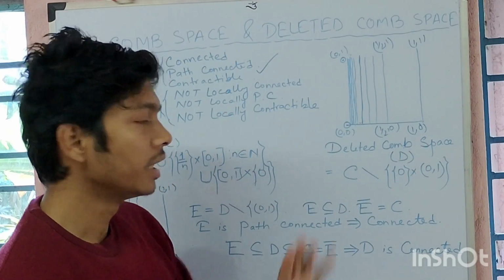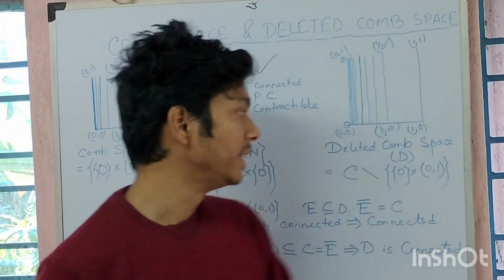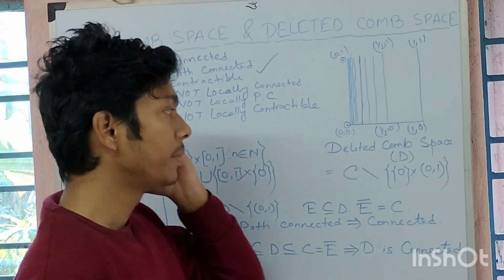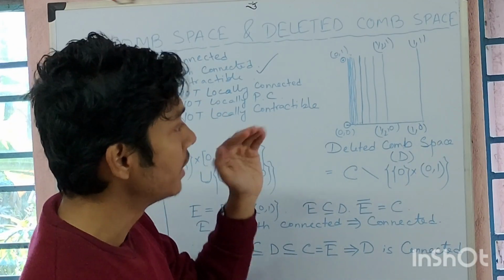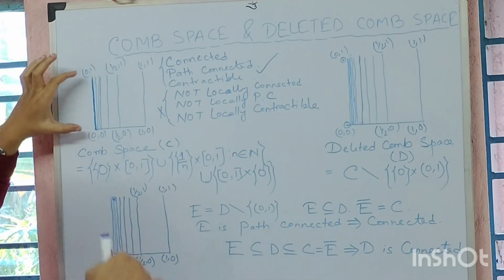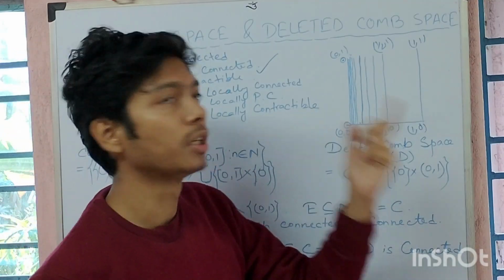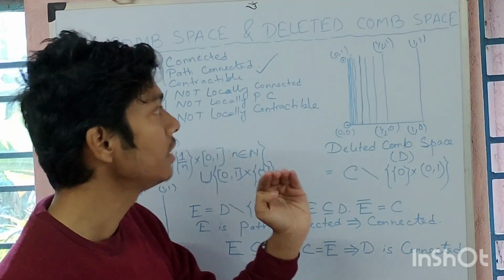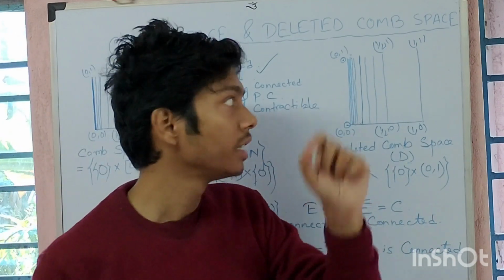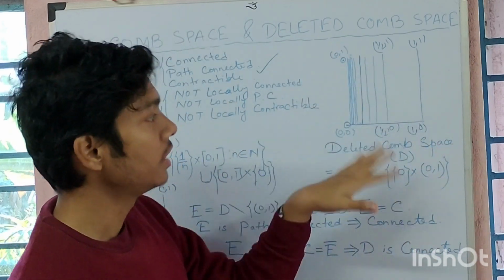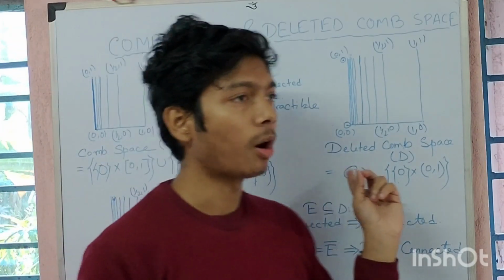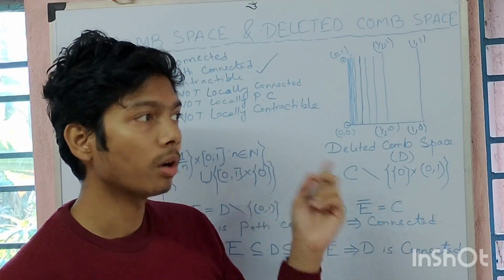What is deleted comb space? Deleted comb space is generated by deleting this set from the comb space. Basically I am deleting all elements of this portion, the portion of the y-axis from 0 to 1 except 0 and 1. I am telling it another time: I am deleting all the points of the y-axis present here except 0 and 1. Then we will get the deleted comb space. Actually, this deleted comb space is connected but not path connected.